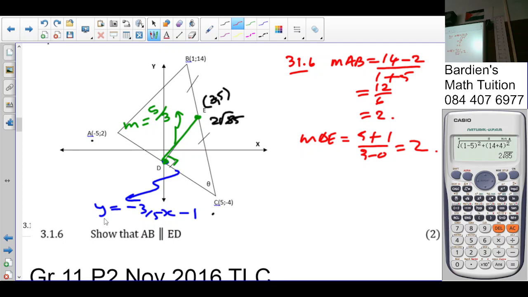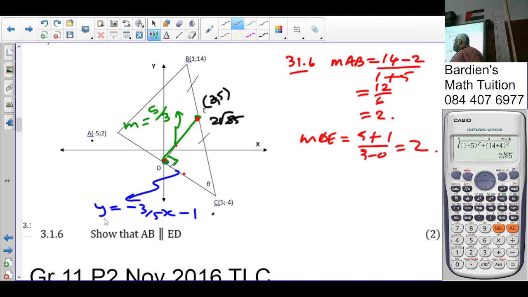Remember they asked us to calculate the equation of DE, but they told us this is perpendicular. So the product of those two gradients should be minus 1, and that is the method I used. But at this point, we also have the coordinates of D and E, so I could have worked out the straight line using those points. If the diagram was 100% correct, then whichever method you use, you should have gotten the right equation, basically the same equation.